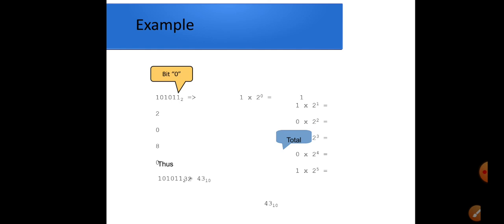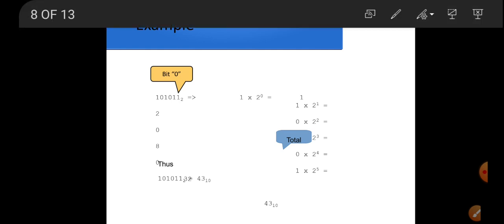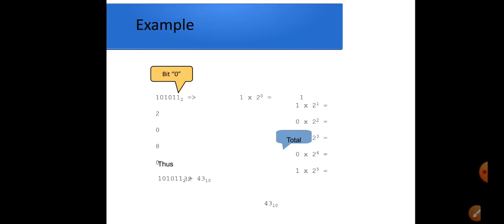This number is given: 101011 in base 2. We have to find out its value. What is the last digit? It shows its position. The bit position is 0, and as you move towards the left, the bit position keeps increasing. With each bit position we have to multiply by the corresponding power of 2. Do all these multiplications and finally add all the results. You will get the equivalent decimal value for this binary number.